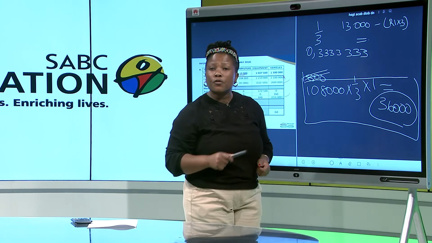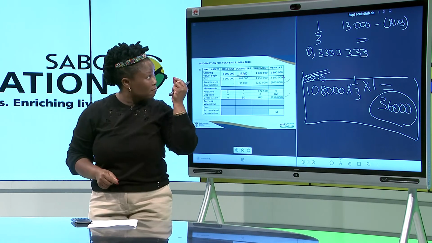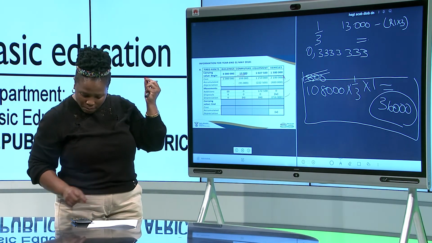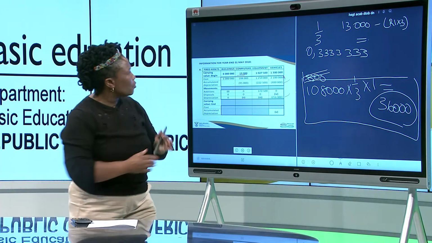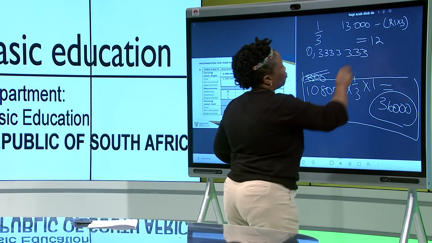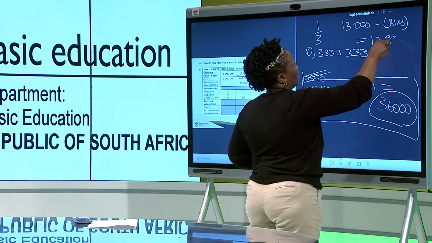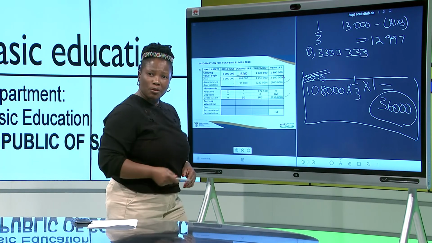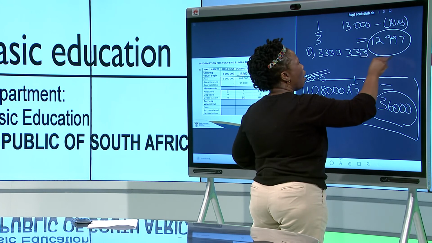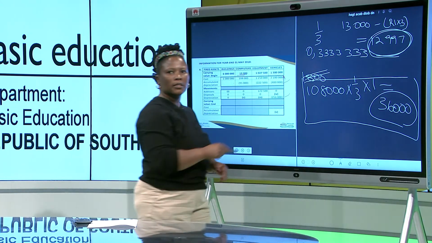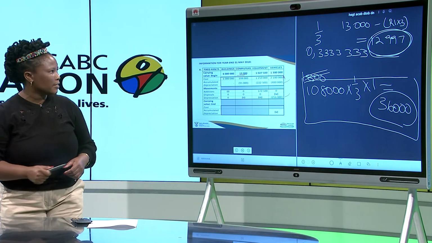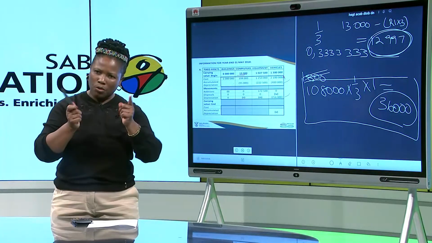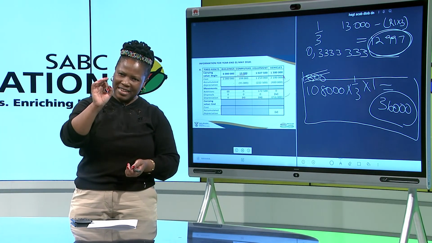This is going to give you your depreciation. When you say 13,000 minus 3, it will give you 12,997. This is going to be your depreciation. You are only allowed to record 12,997. And the reason why we took out 3 rands is that we have 3 assets.